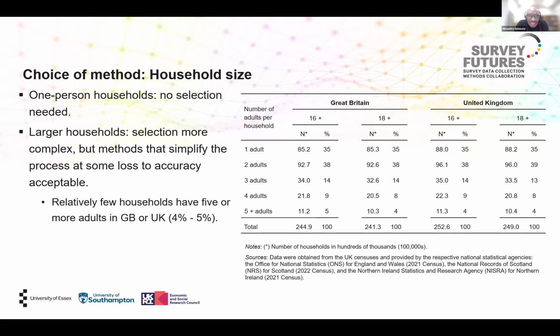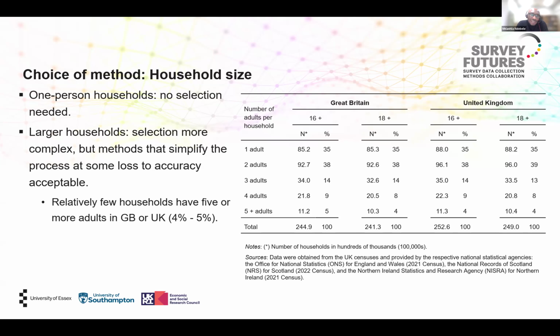Another factor to consider is the household size. That table shows just a distribution of the number of adults per household for the UK and also Great Britain. This is based on ONS data, census data collected from the UK countries: census 2021, the Scottish census 2022, and the Northern Ireland census in 2021. So it's an aggregate of the data from those censuses.